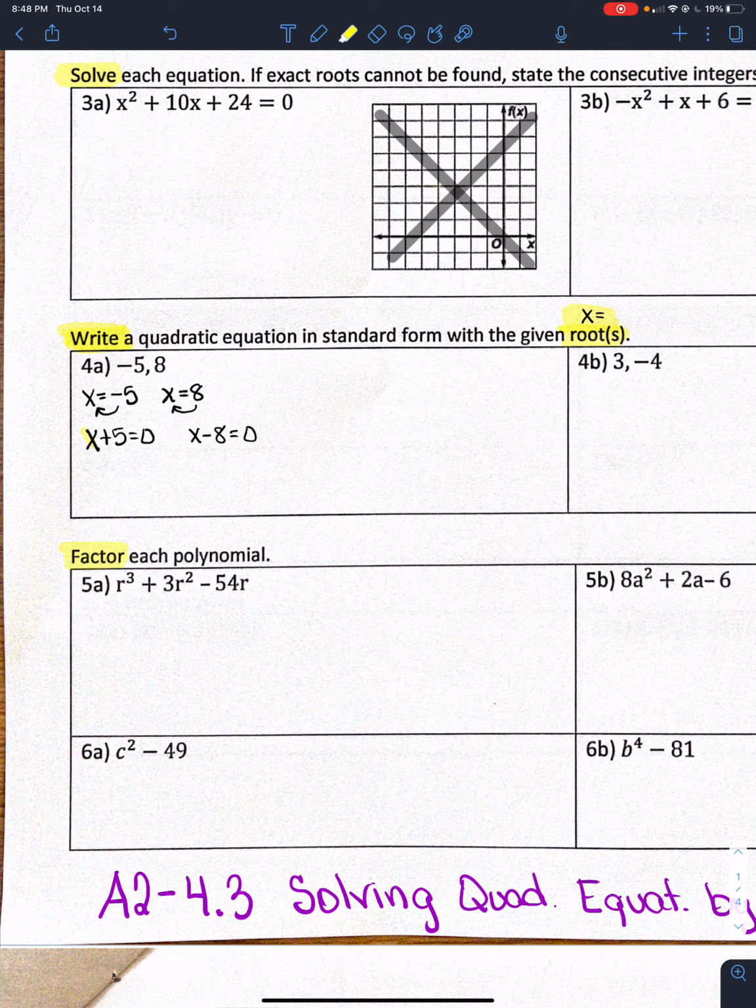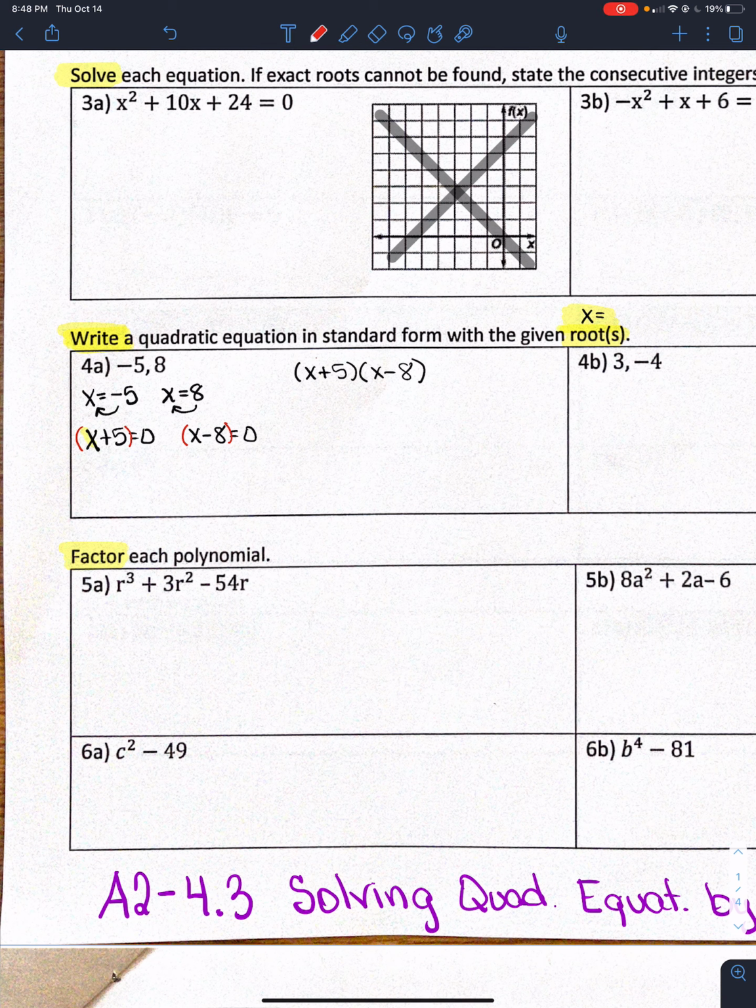Okay. All right, now I'm going to take that binomial of x plus 5 and x minus 8. So I have x plus 5 and x minus 8. All right. And now we are going to FOIL these, whether you like the area model or distribution or some other way that you can think of. That's what I want you to do.